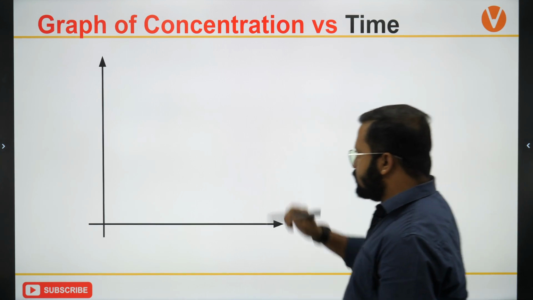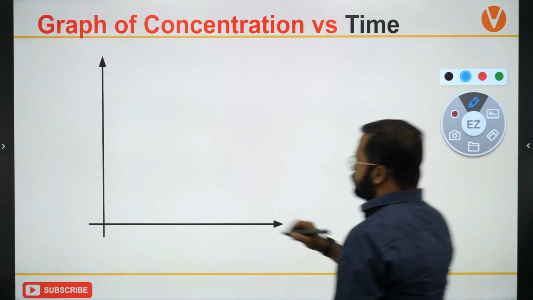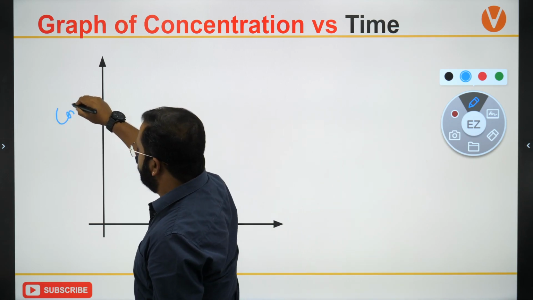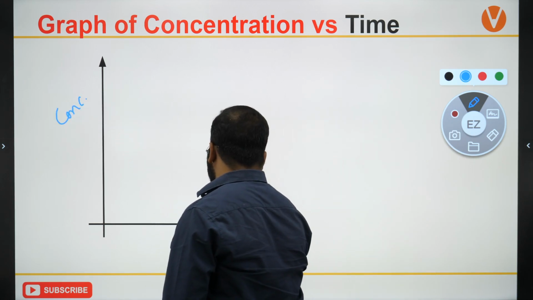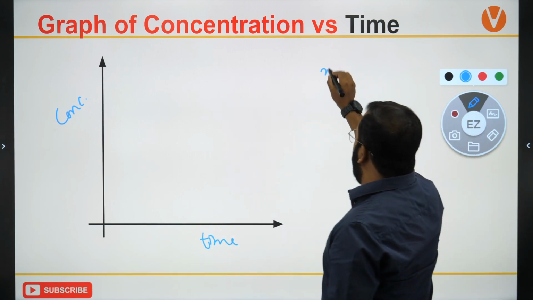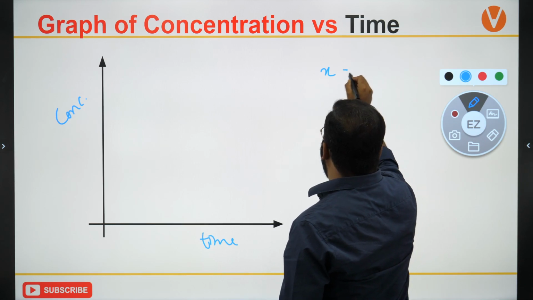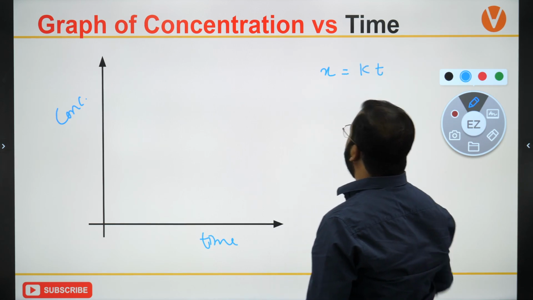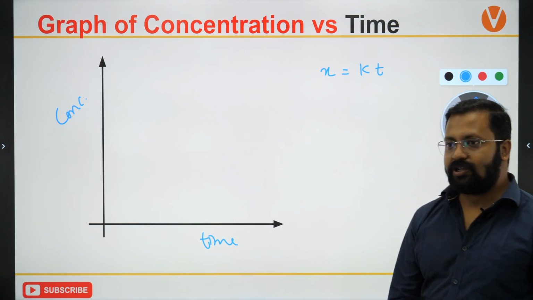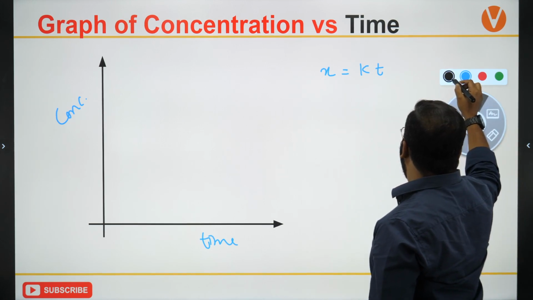If I take concentration versus time, x is equal to kt. What is x? X is nothing but concentration. This exactly looks like y equals mx kind of a plot.